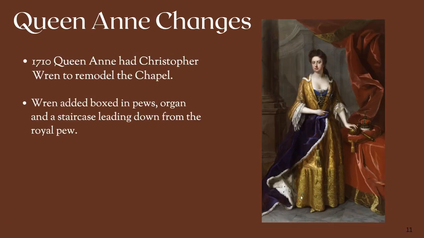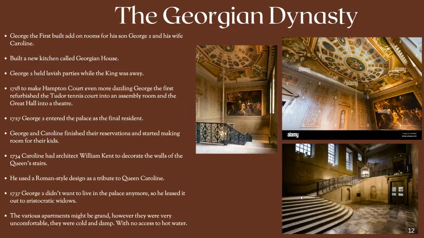So, some of Queen Anne's changes. In 1710, Queen Anne had Christopher Wren remodel the chapel. Wren added boxed-in pews, an organ, and a staircase leading down from the royal pew.